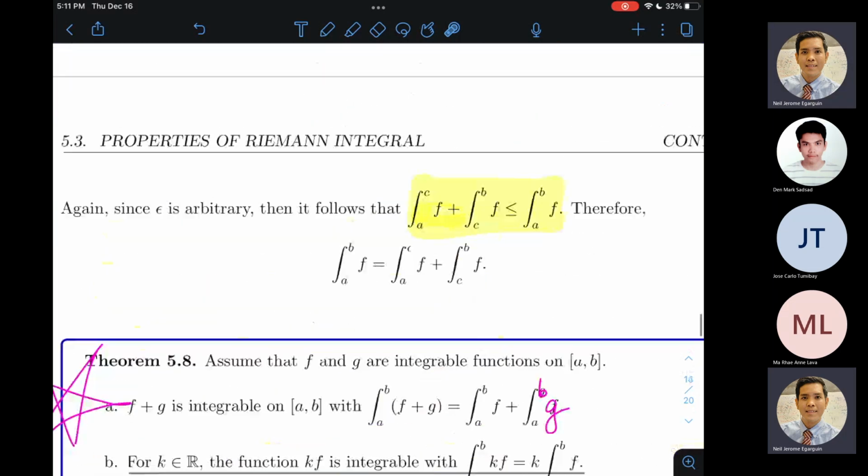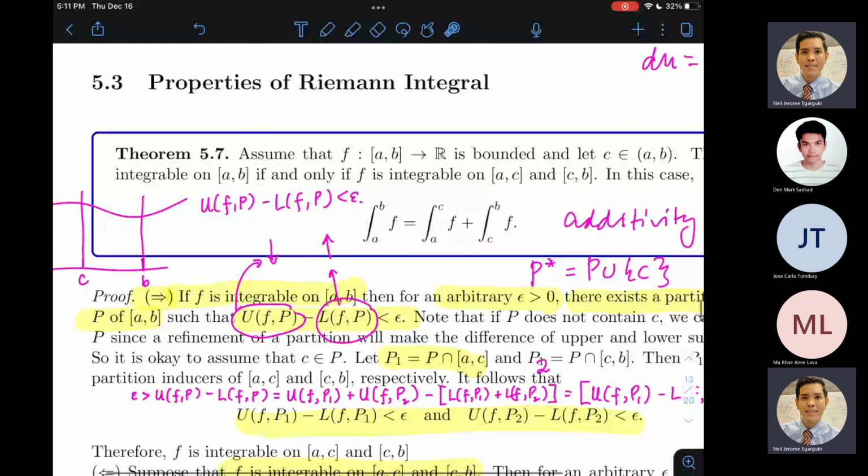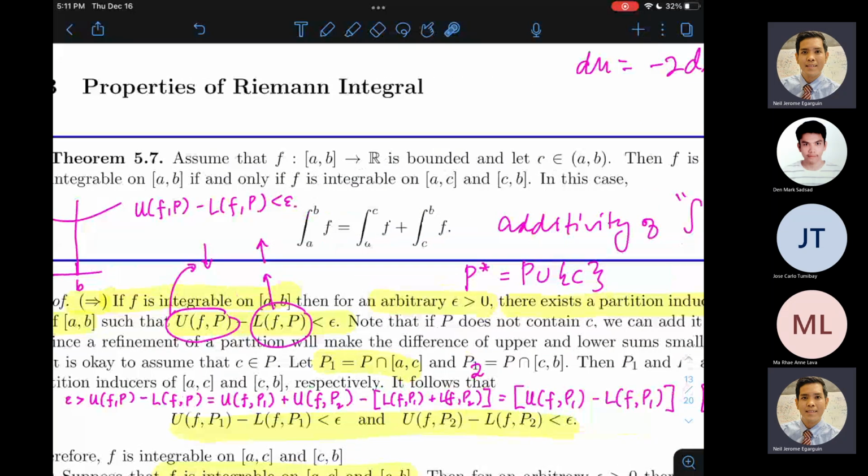So dito sa additive property, kung babalikan natin, Theorem 5.7, inassume natin na si C ay nasa pagitan ni A at saka ni B. Now, with definition 5.8, yung definition natin kanina, si C ay hindi na necessarily nasa interval AB. So si C pwedeng nasa kaliwa ni A, si C nasa kanan ni B. And this statement is true. All right?